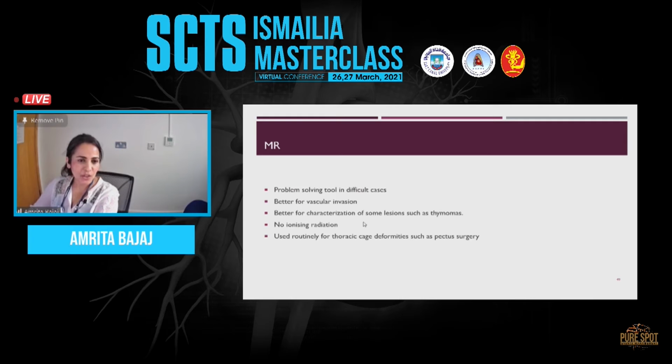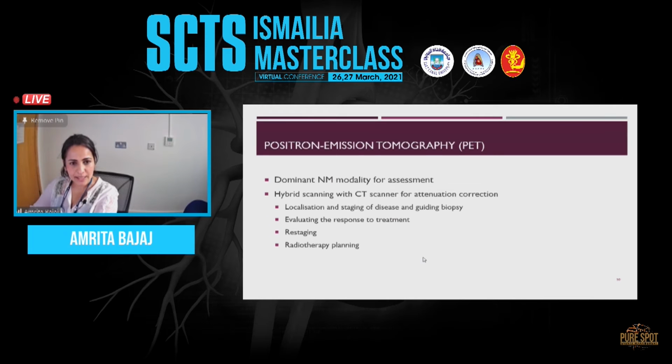Well, they have a huge advantage. They use no ionizing radiation, and Mr. Rathinam particularly uses them a lot for his pectus surgery patients. They're pretty good for anatomy for thoracic cage deformities.